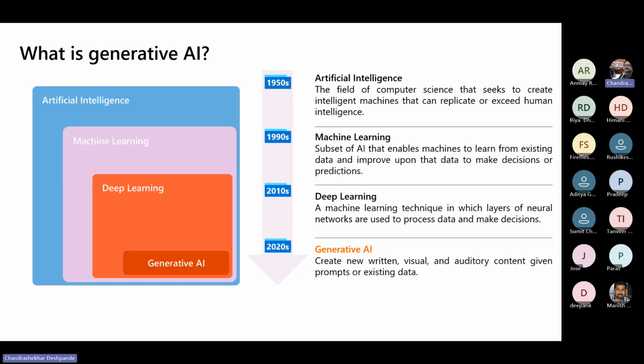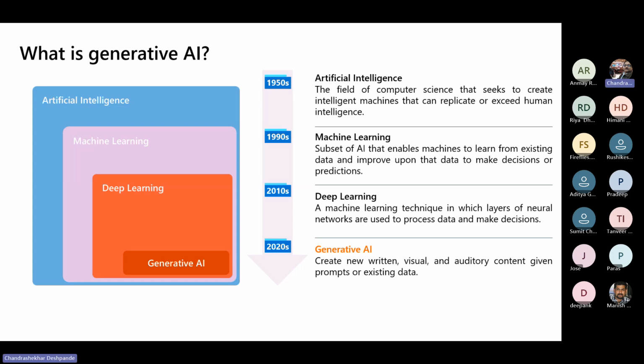So it's all about artificial intelligence. Artificial intelligence basically is mimicking the human intelligence, and in many cases going beyond that also. So a field of computer science that seeks to create intelligent machines that can replicate or exceed human intelligence.